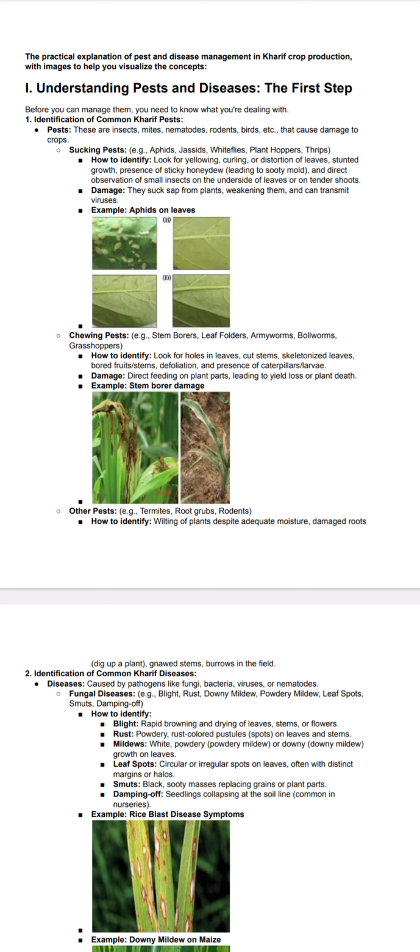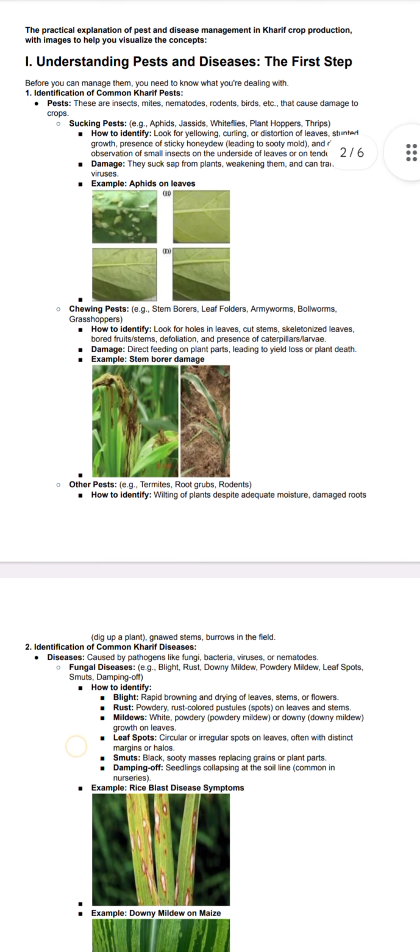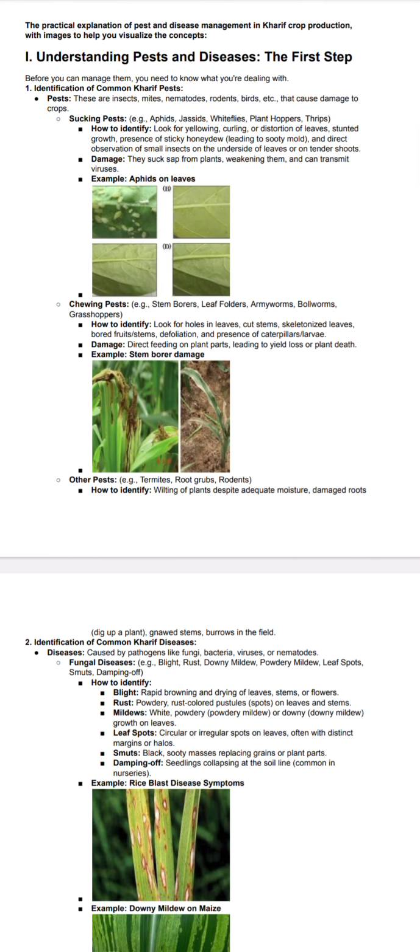Chewing pests, in the presence of caterpillar and larvae, can make huge damage by direct feeding on plant parts, leading to yield loss or plant death. An example of a chewing pest is stem borer, majorly. Other pests: termites, root grubs, rodents. How to identify: wilting of plants despite adequate moisture, damaged roots found by digging up a plant, gnawed stems, and burrows in the field.